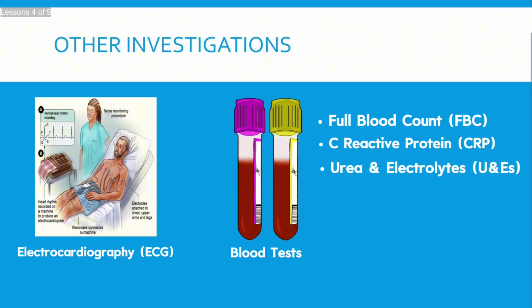Urea and electrolytes, to assess the kidney function and establish a baseline, as immune complex deposition in the glomeruli can lead to glomerulonephritis, resulting in altered renal function and subsequent hematuria and proteinuria, which may be evident on urinalysis. Liver function tests, to assess the liver function and establish a baseline.